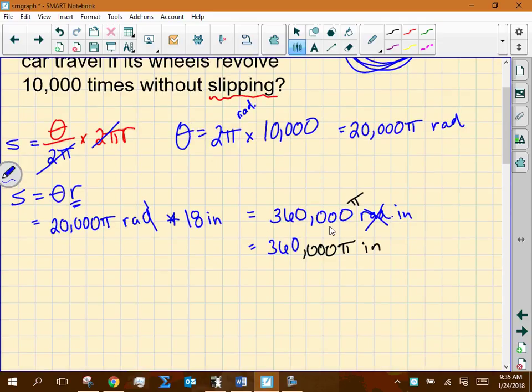Okay. And if I ask you guys, how big is that? Kind of visualize how far that is. You probably have no idea, right? It's pretty large, but if we put it in miles, because very large amounts of inches are better understood in miles, you maybe have a better visual of how far this is. So let's take this number, 360,000 pi inches, and I want to convert that into miles.